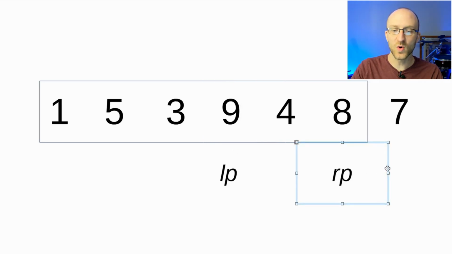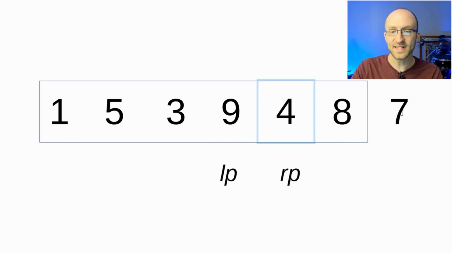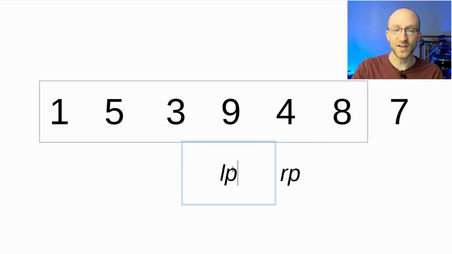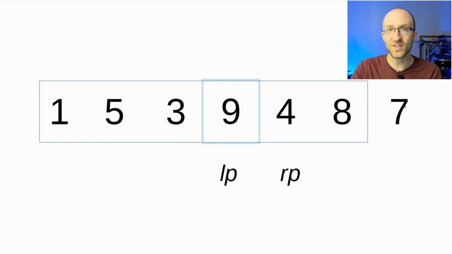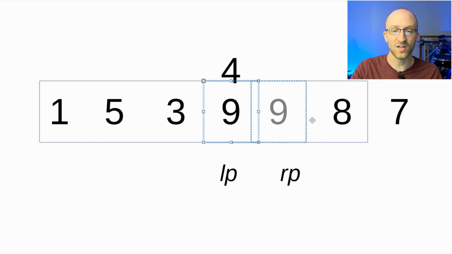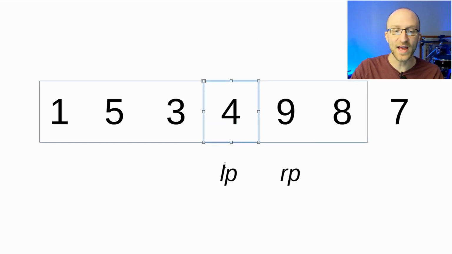Then we move over to our right pointer and move it to the left to look at the number 4. Is 4 less than 7? Yes. So we stop there. At this point, our left pointer is pointing to a number that is greater than 7, and our right pointer is pointing to a number that is less than 7. At that point, we swap the two numbers that our left pointer and right pointer are pointing to. Then we continue that same process.